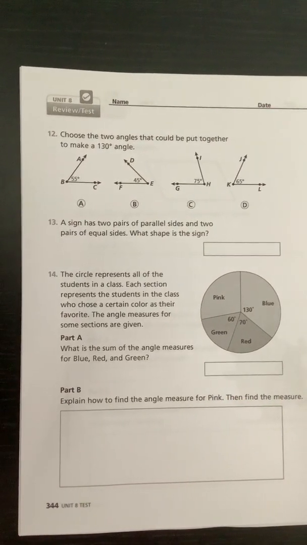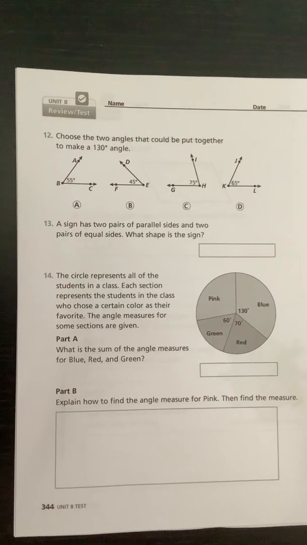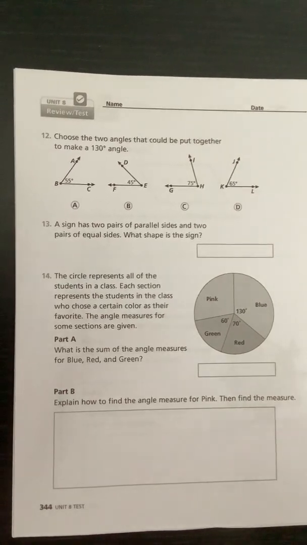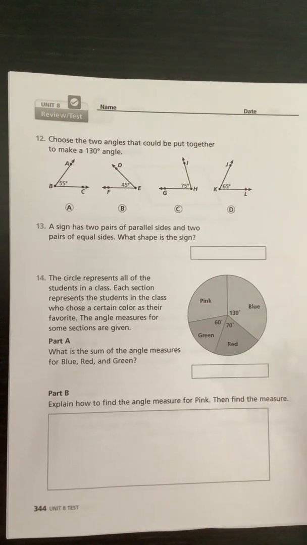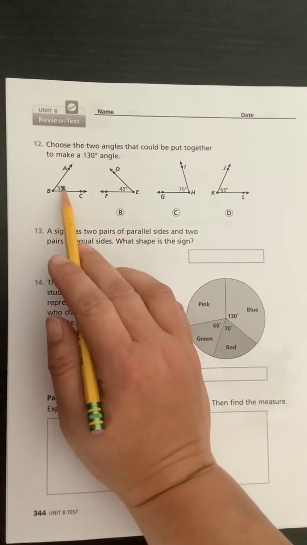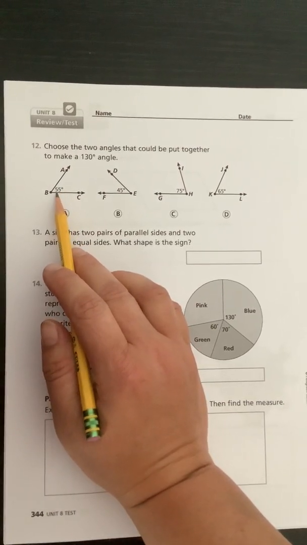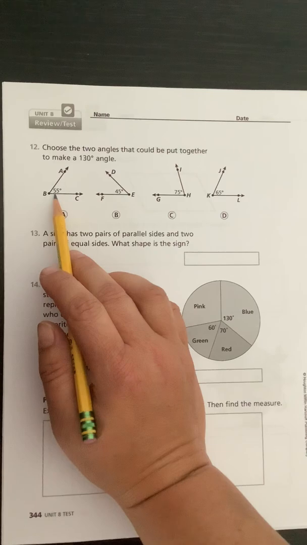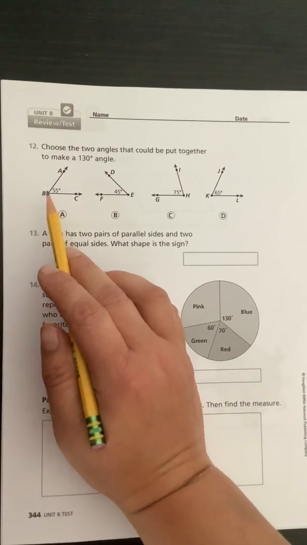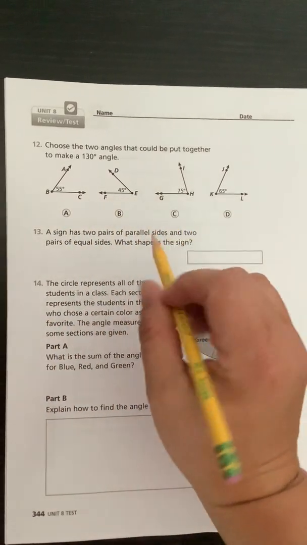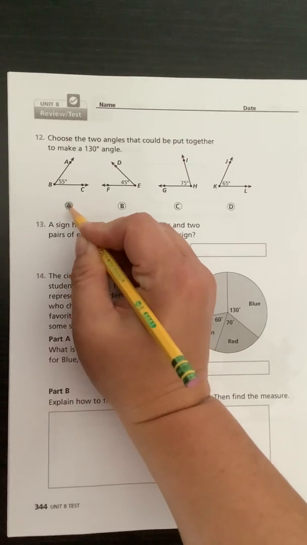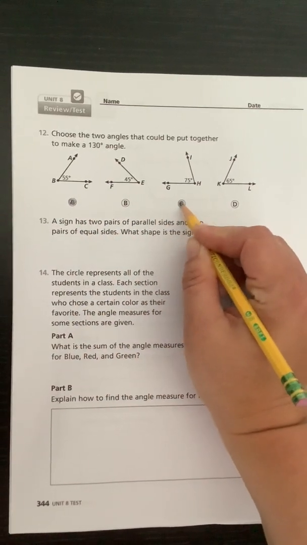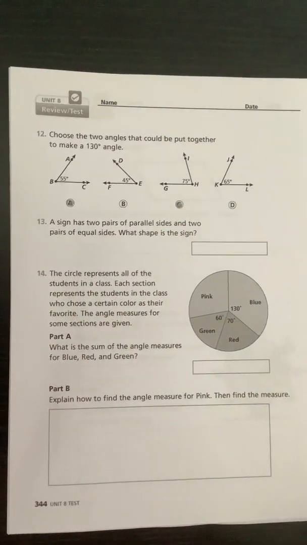We're going to choose 2 angles that could be put together to make 130 degrees. So how I would do this is I would look at the first number, 130, and I would minus 55, and I would get 75. So do I have one that's 75? Yep, I do. So this one and this one make a 130 degree angle.